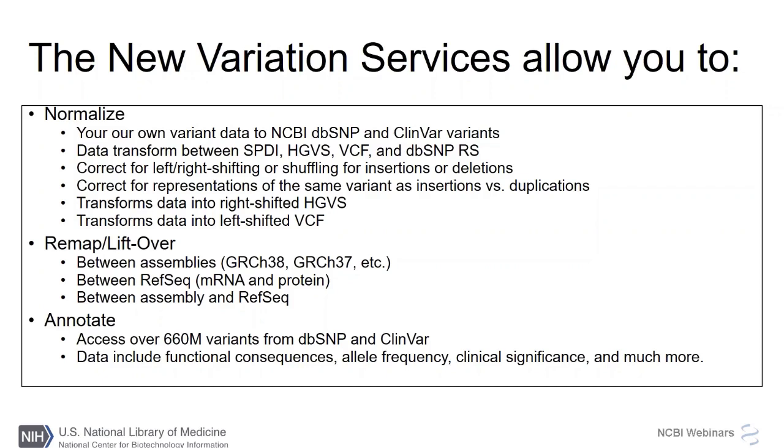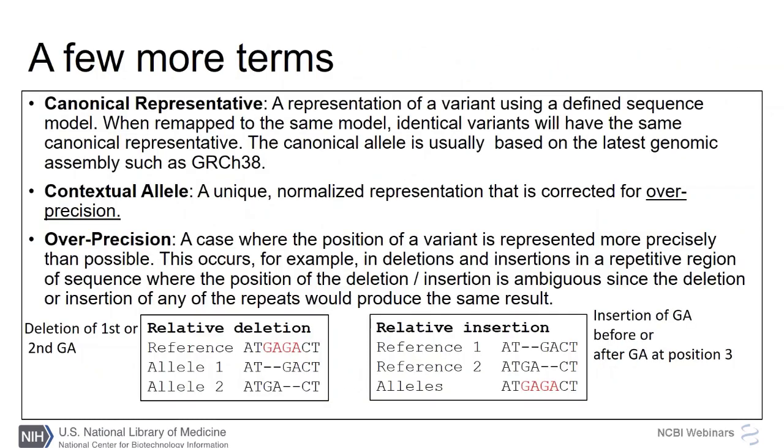It also gives you access to annotations because you can access the SNP records in a structured format, and those records are going to include functional consequences, allele frequency, clinical significance, and all kinds of other important information about the variant.